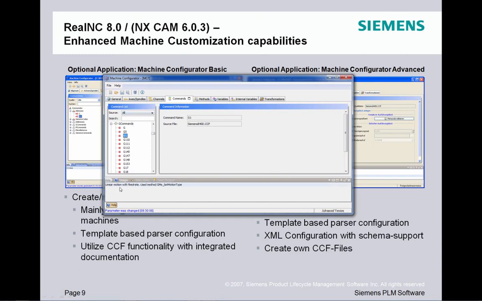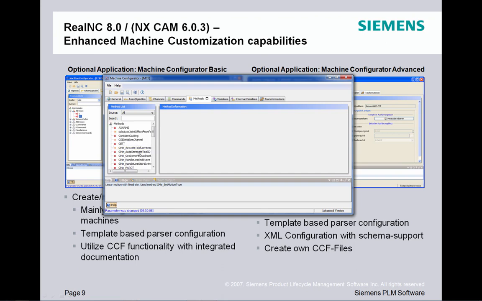Then G0 is a linear motion in rapid mode, G1 is a linear motion with feed rate mode, and all the behavior here is basically defined in the CCF file, which contains the configuration of what should happen upon a G0. So in G0 there's a definition that this is rapid, G1 says this is a feed rate move.